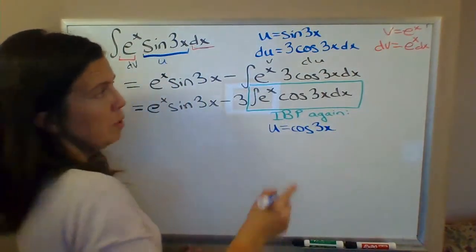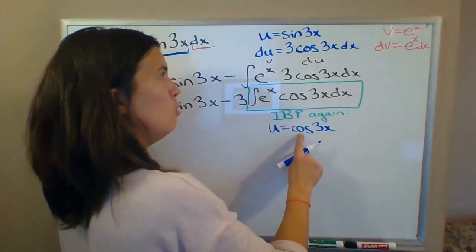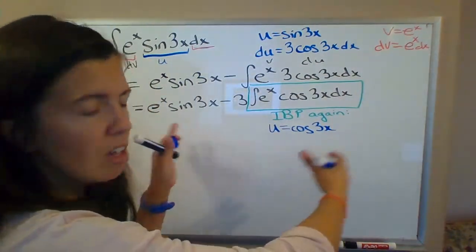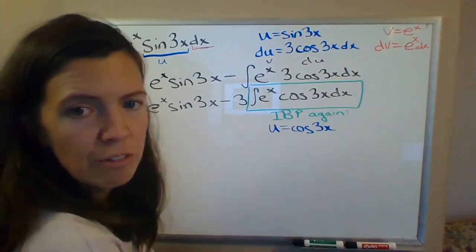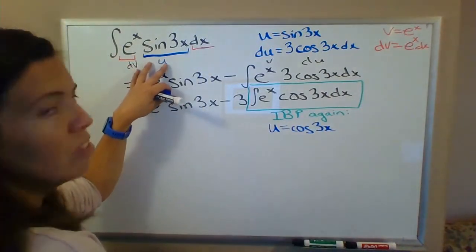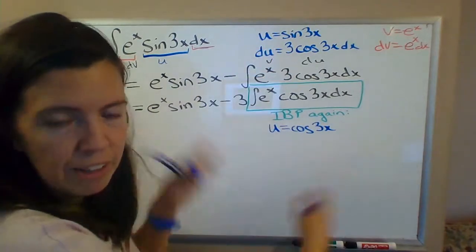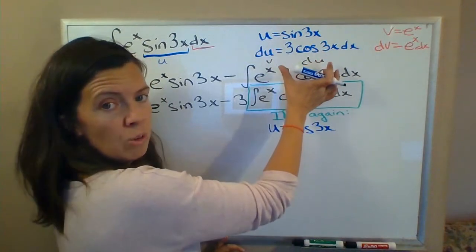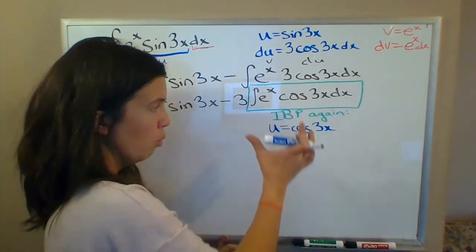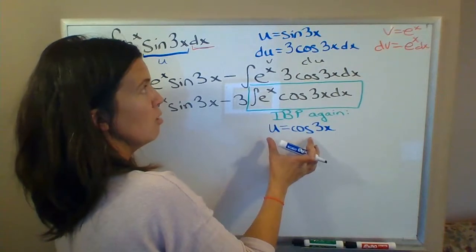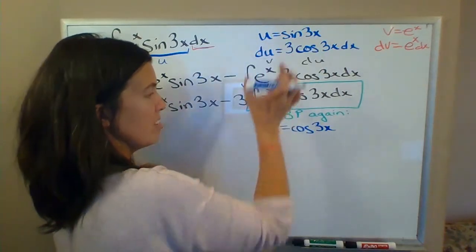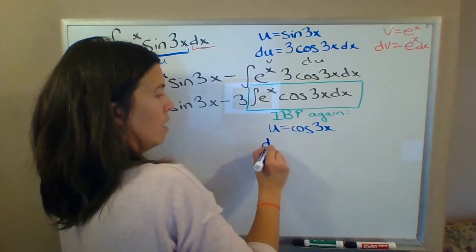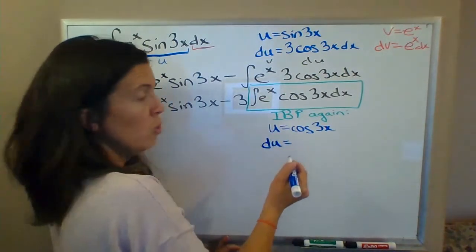I can tell you from experience that if you switch it up, if you let u equal e to the x this time, what you end up with is an expression that just collapses on itself. Everything just cancels itself out, and you end up with this starting integral equals itself. So to avoid that, when you apply integration by parts more than once, you should stick with the same general setup. So if u is the trig function this time, continue to let u equal the trig function second go around.